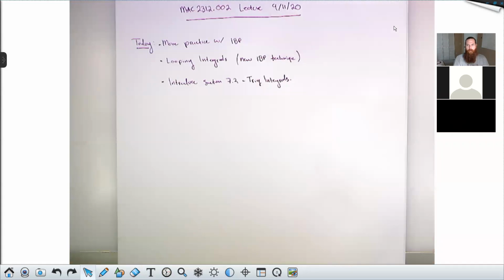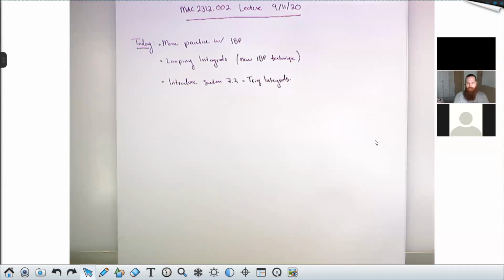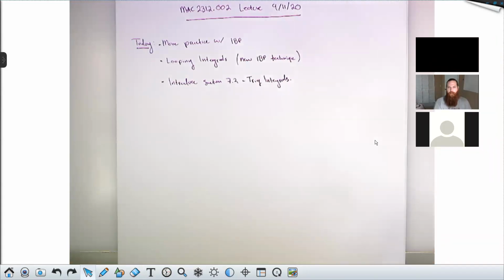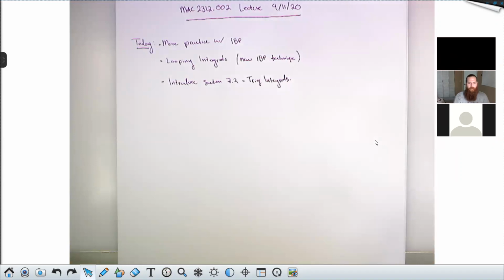How are we doing? Are folks getting in? Getting there. I kind of feel like I should wait just a few more minutes because we're still kind of slim. But in this time, if you could take a second and go ahead and type into chat just the numbers of a few problems from the homework that you would like to see.